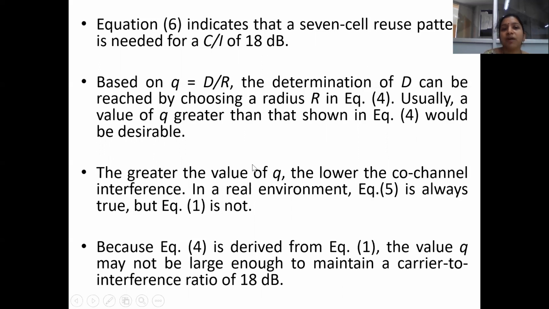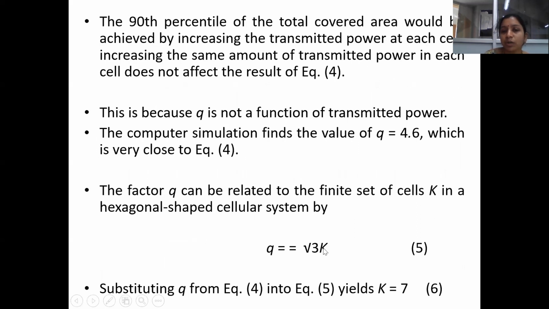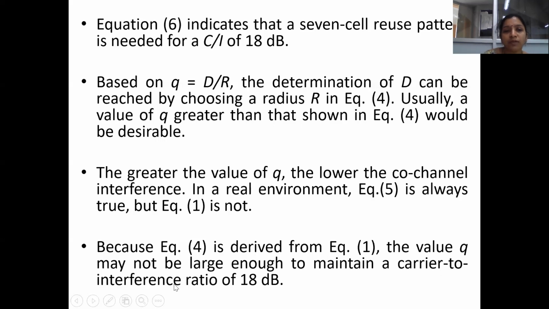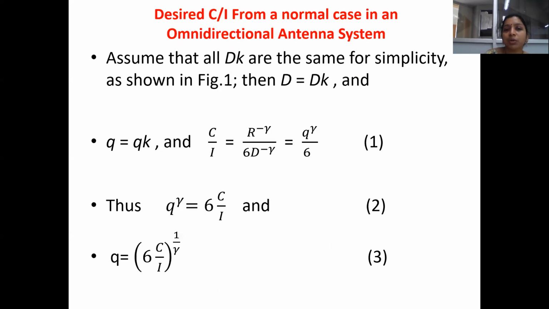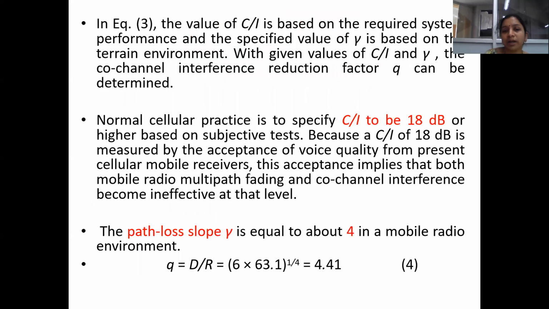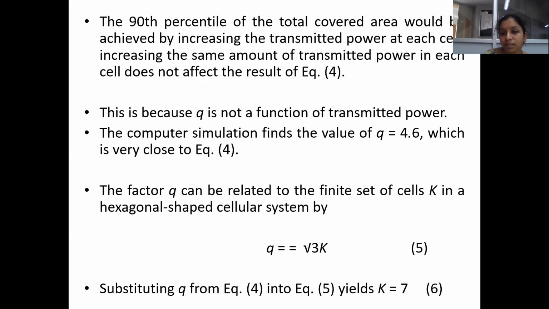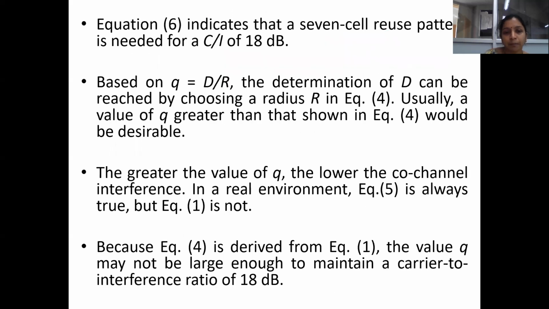So the greater the value of Q, the lower the co-channel interference. In a real environment, equation 5 is always true. What is equation 5? That is Q is equal to root 3 K. It is always true, but equation 1 is not. What is equation 1 we have seen? It is C by I is equal to Q power gamma by 6. That is not correct. So the equation we have to follow is Q is equal to root 3 K. Because equation 4 is derived from equation 1, the value Q may not be large enough to maintain a carrier to interference ratio of 18 dB.